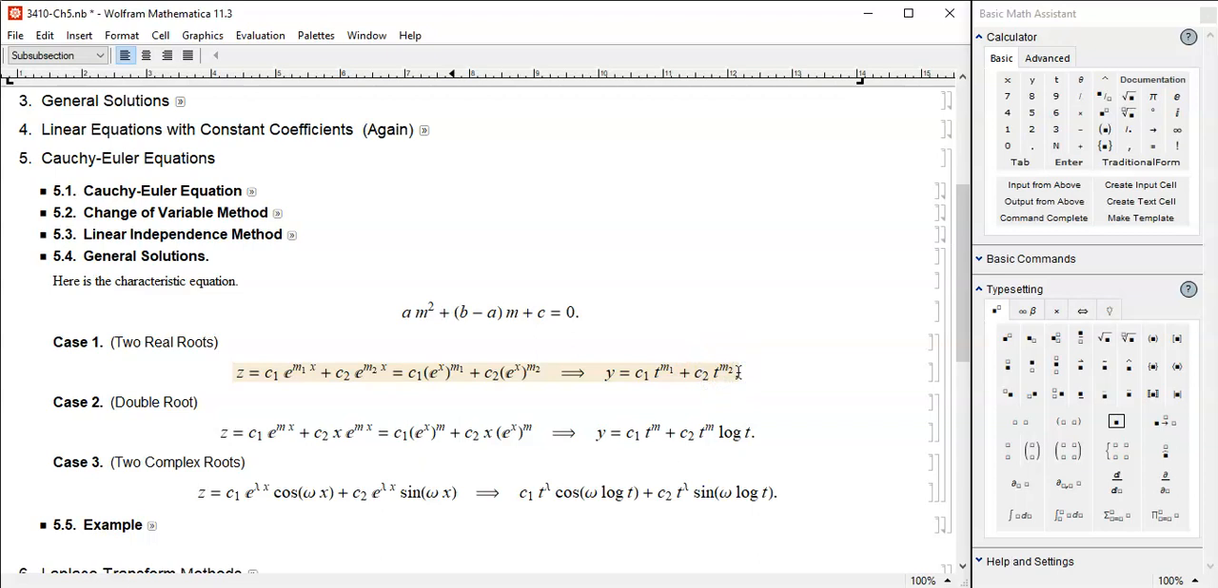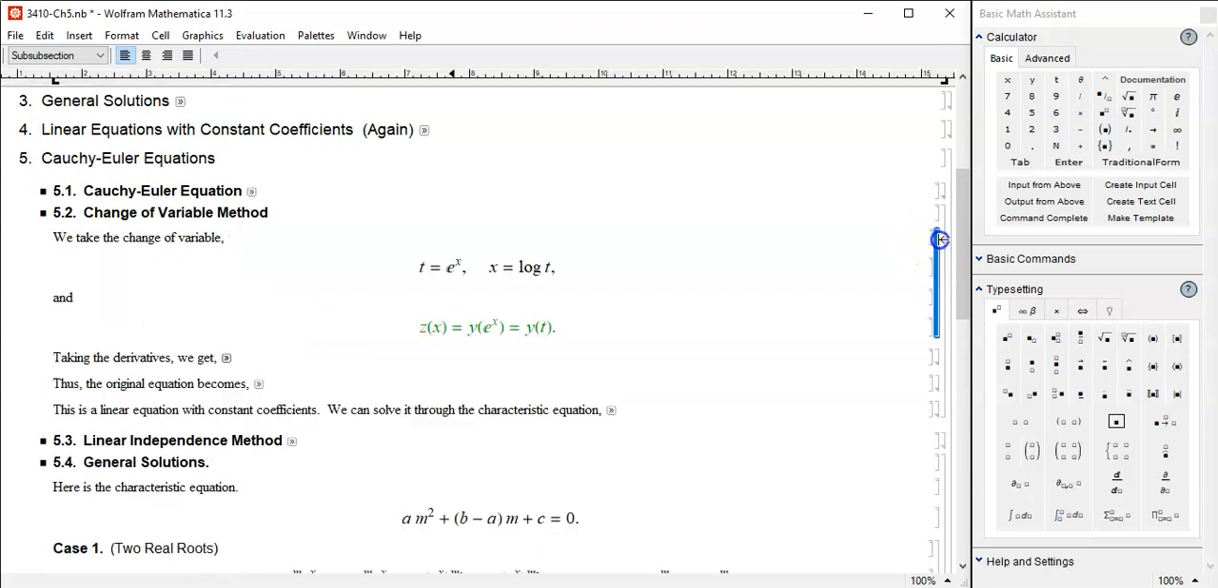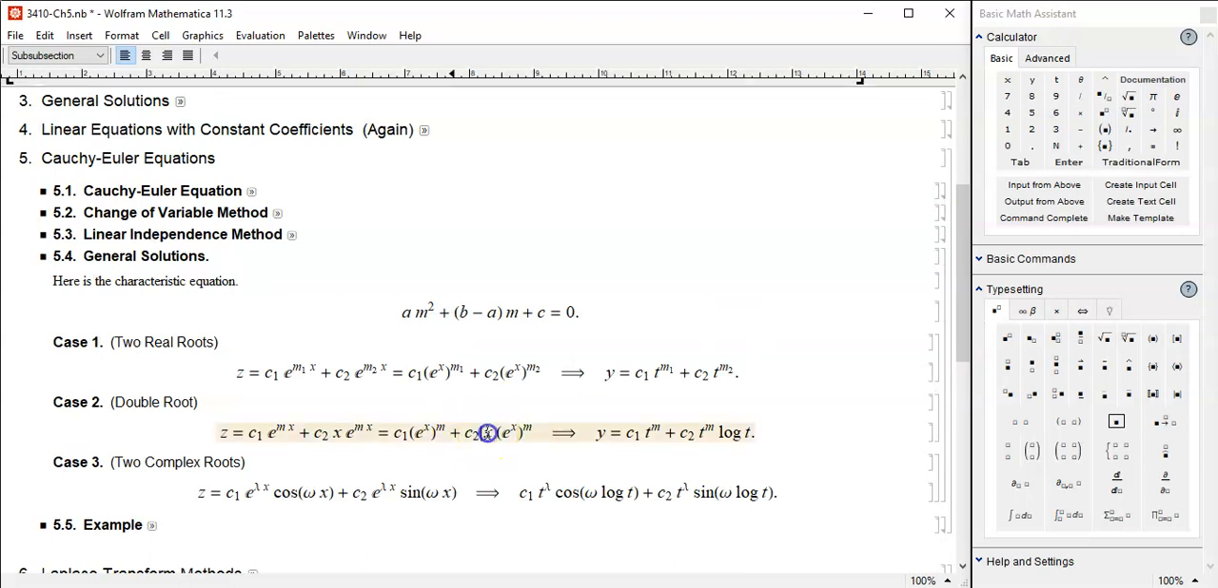But then again, if we have this double root, it really shines here. Exponential and x times exponential. Exponential, as we saw before, is t to the mth power. But what about this x? That's logarithm. Remember this? t is e to the x power, but x is log of t. So this is log of t. And what do we have? We have this expression for double root.